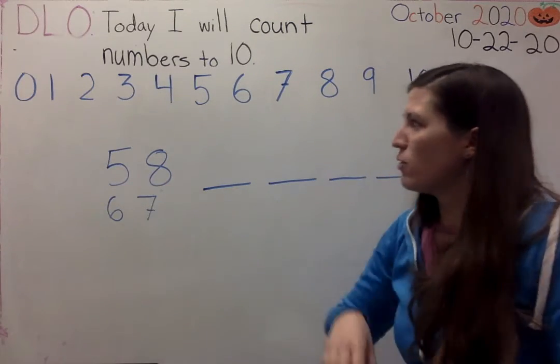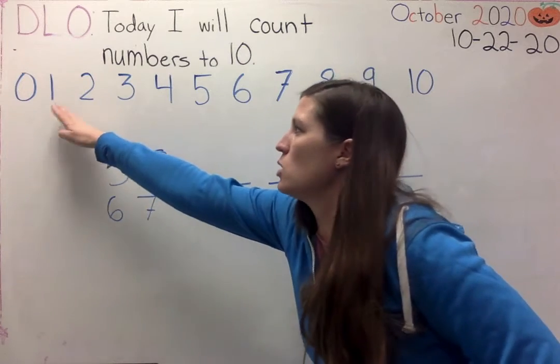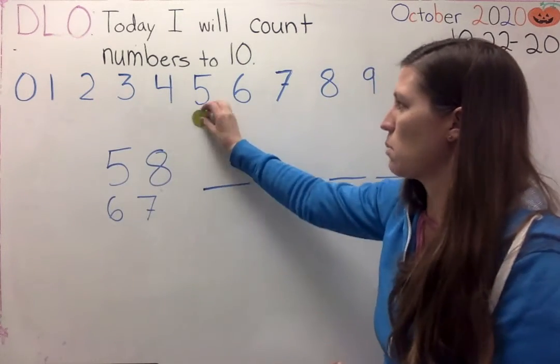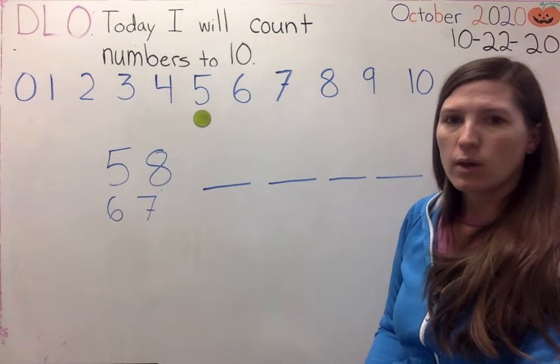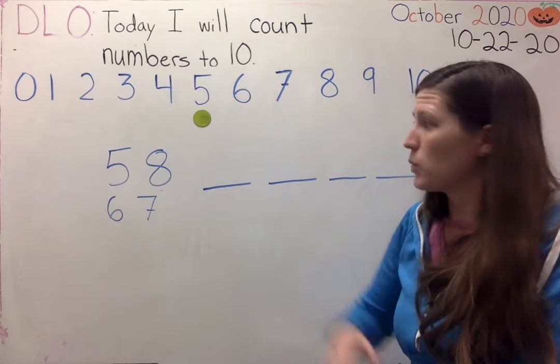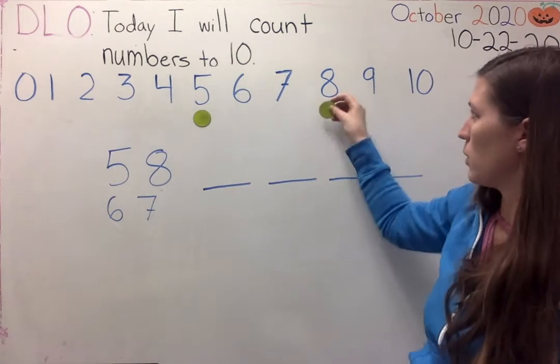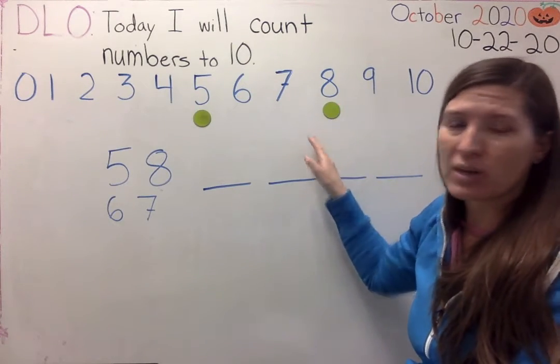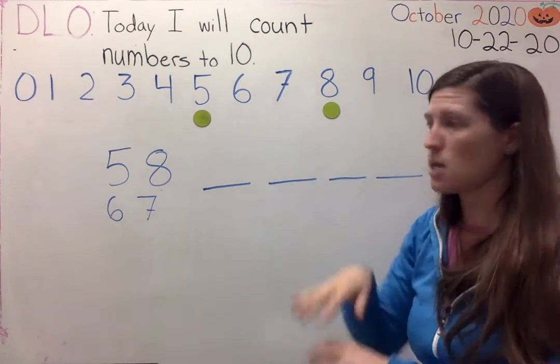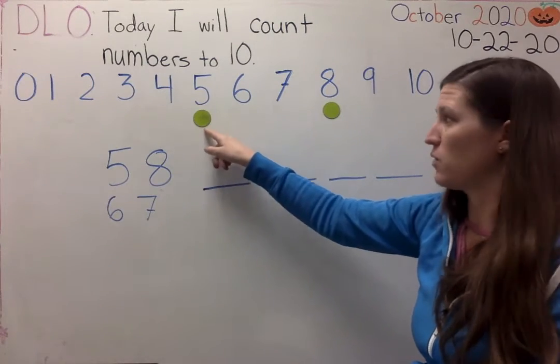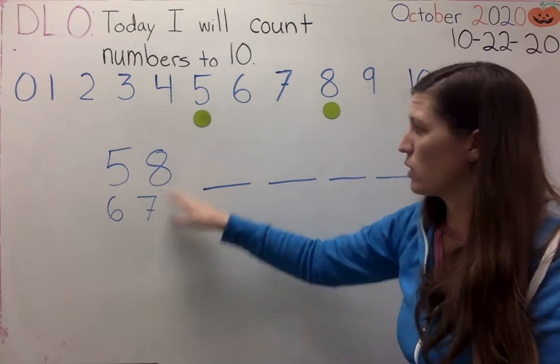So number 5, let's find it on the number line. 1, 2, 3, 4, 5. Here it is. I'm just going to mark it. Now I'm going to look for the next one. 8. Let's find 8. 5, 6, 7, 8. I'm going to mark it. So far, which number is less? Not as many. 5 is, because 5 is closer to 0. Let's look for the next number.